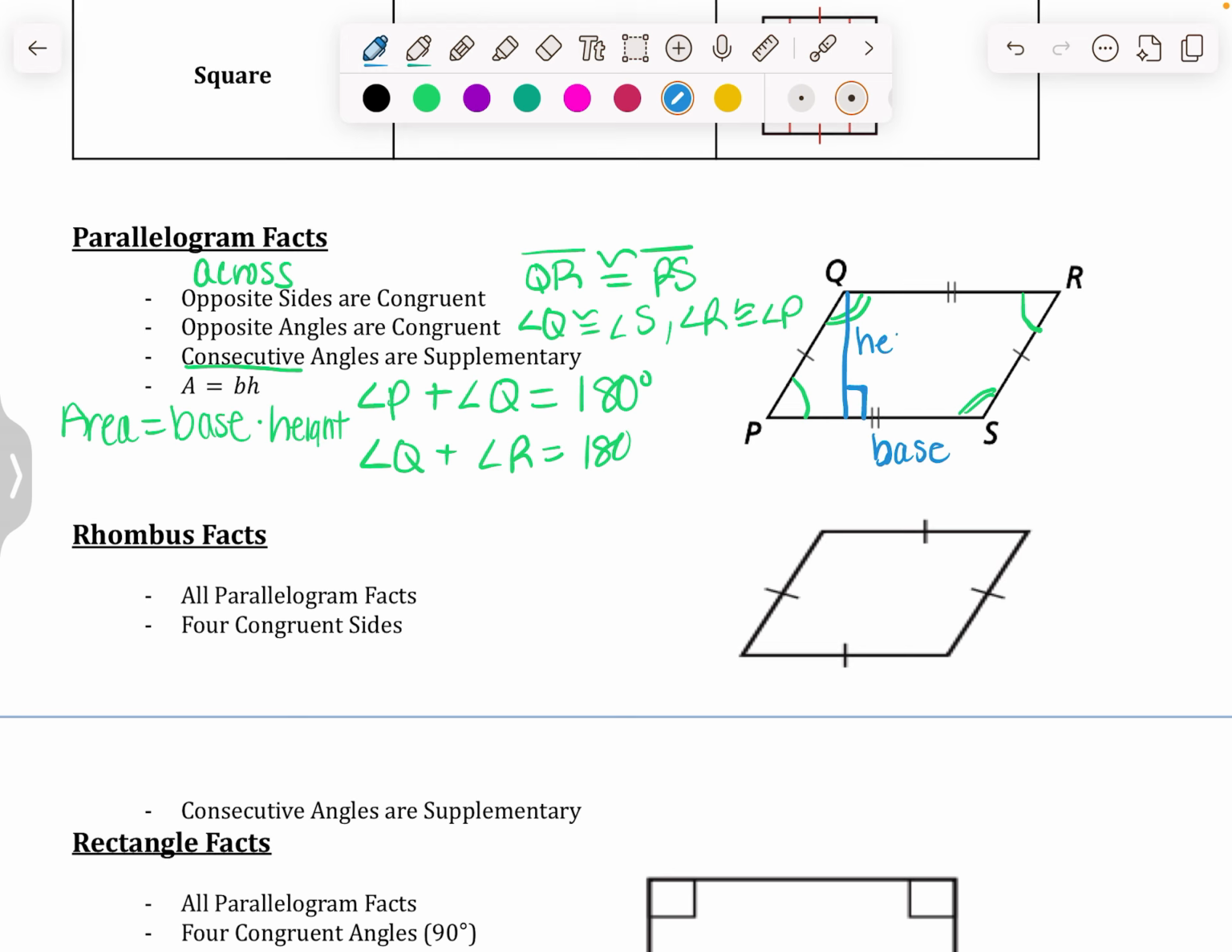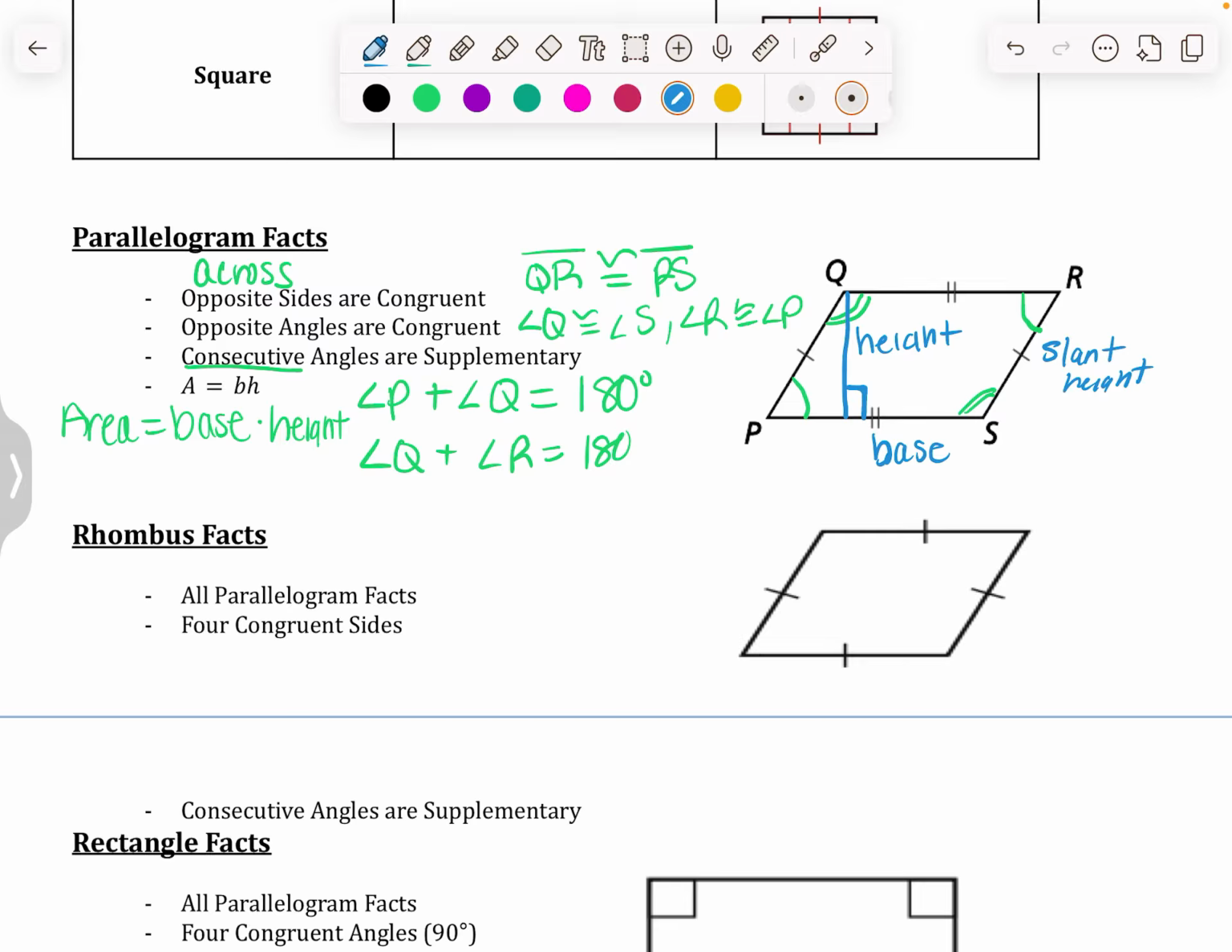So in a parallelogram, we sometimes have these slanted sides. This would be called the slant height, and you can't use the slant height to find the area. It has to be the height from top to bottom or a perpendicular distance from the base. So base times height gives us the area, but just make sure that you are using the correct height.